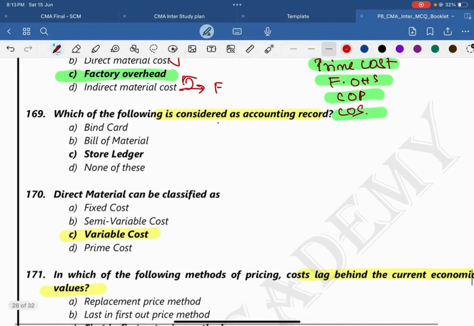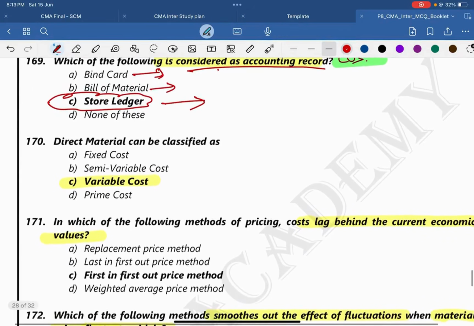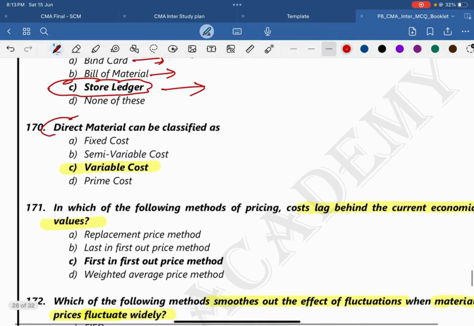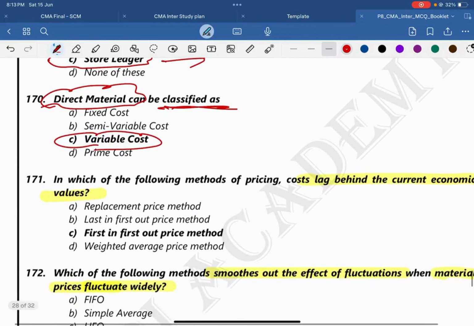Then which one of the following is considered an accounting record? Accounting record is nothing but the stores ledger. Bin card is not, costing ledger is not, bill of material is related to costing. So the stores ledger is related to materials and is considered an accounting record. Then direct material can be classified as variable cost. This is based on behavior. So all the materials will be treated as variable cost.